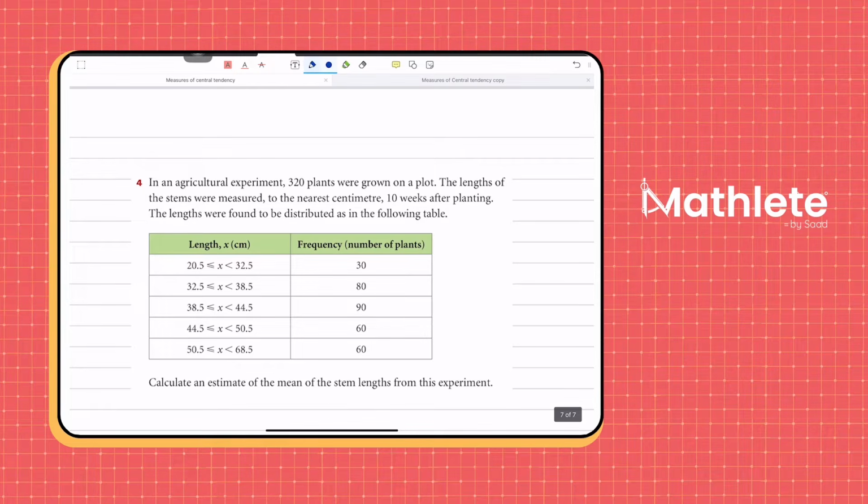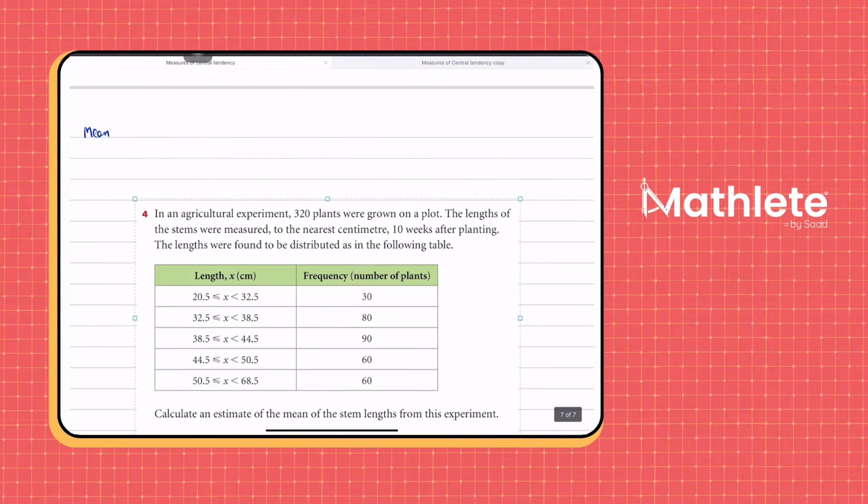So here, we're supposed to calculate the mean, but what kind of data are we dealing with? We're dealing with group data. But what kind of group data? We're dealing with group data that is in continuous form.